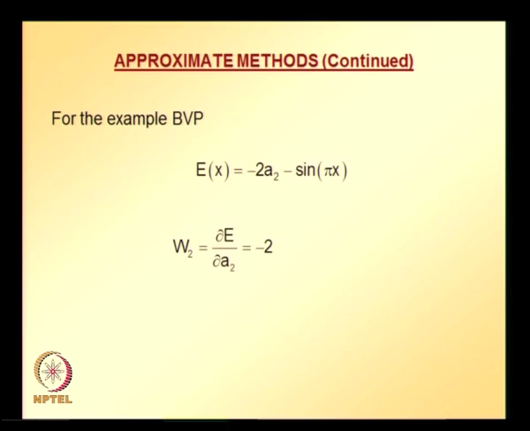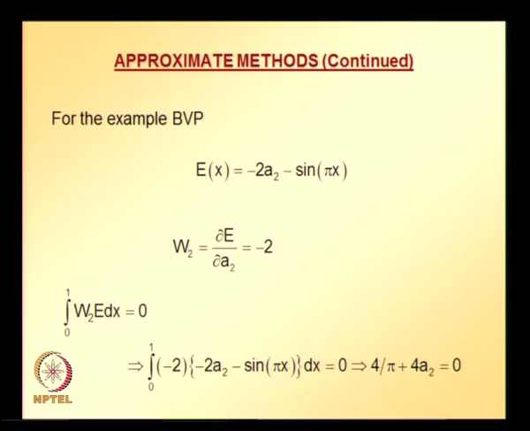Applying this to the boundary value problem that we are looking at, the residual is given by this. The weight function is the partial derivative of this residual with respect to the unknown coefficient A2. It gives us -2. Once we have this weight function W2, we can multiply it with the residual and integrate over the problem domain between 0 and 1, equated to 0. Here the residual is a function of A2. So, we are going to get only one equation in terms of A2, and we can solve this equation and find A2.